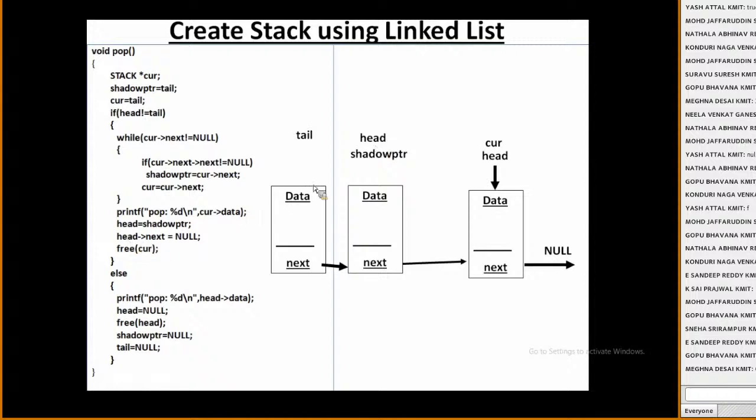Then head of next is equal to null. So head of next is null, so I make it null. Once I make this null, I free the cur, right? So this is gone. So the head is always pointing to the last element and the tail is always pointing to the first element.